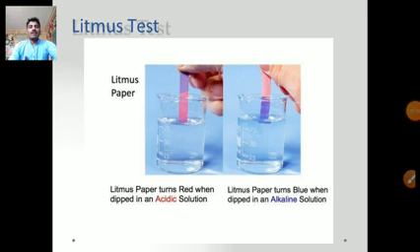Next, litmus test. How to test with litmus paper? The first one is the acidic solution and second one is alkaline, it means a basic solution. First, the litmus paper turns red when dipped in an acidic solution. Second, the litmus paper turns blue when dipped in an alkali solution. First one shows an acid is present and the second one shows an alkaline solution is present.